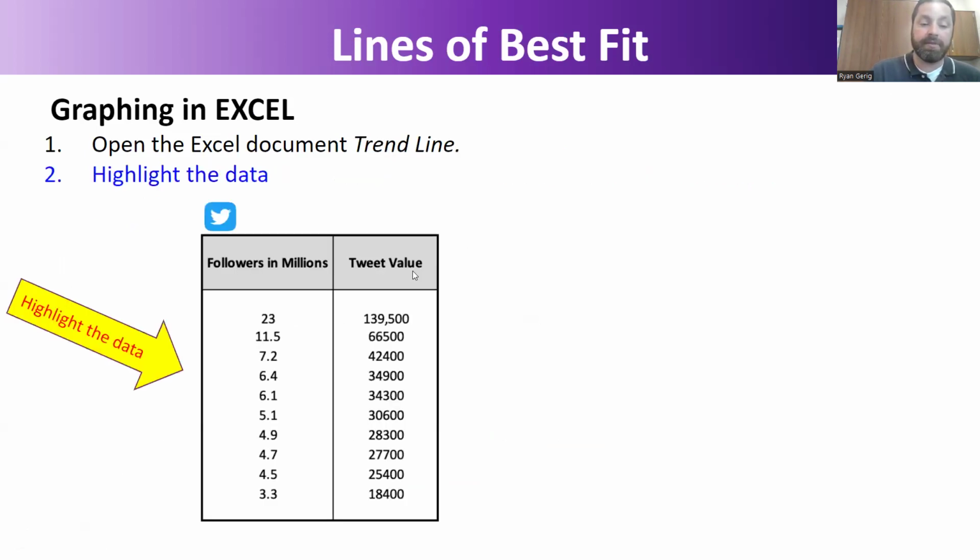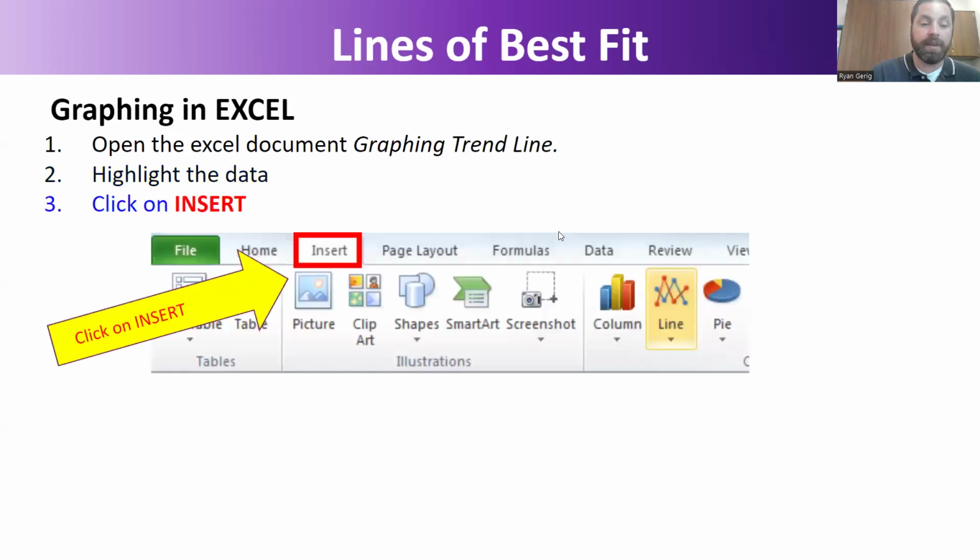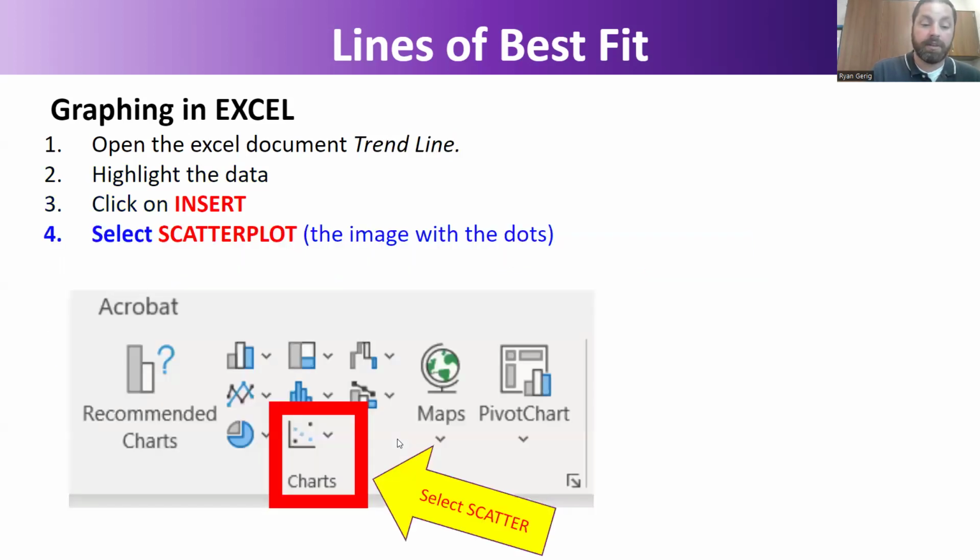You're going to highlight the data. So you can see here, the data is in the table. I would include the titles. That can help you when you're making your graph. You're going to go to Insert. Again, if I'm going too fast, pause or rewind. Select Scatter Plot. So you see that right here.